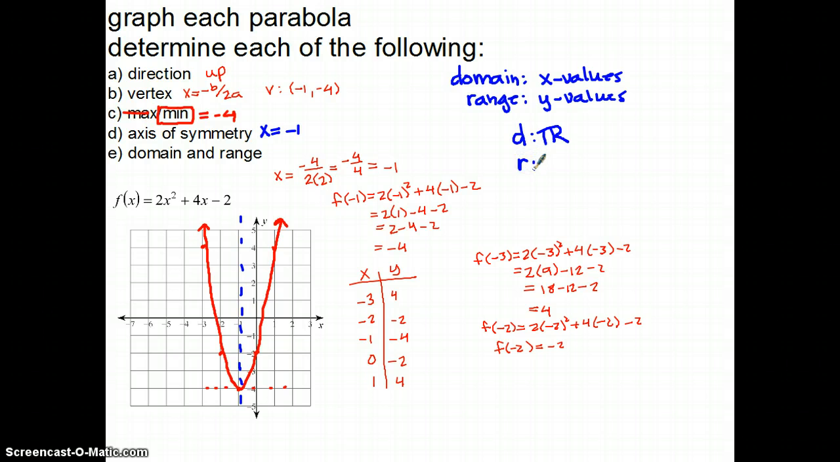Your range, starting from the bottom, we see that we can't go any lower than -4. But after -4, when we start to go up, there is no limit to how high the graph can go. It will increase infinitely. So your range is only limited in how small it can get. Your y values must be greater than or equal to -4. Since we cannot go lower than -4, your y values must be greater than or equal to that value.